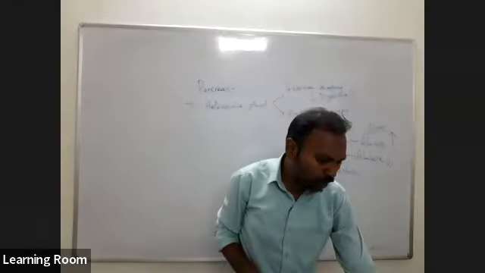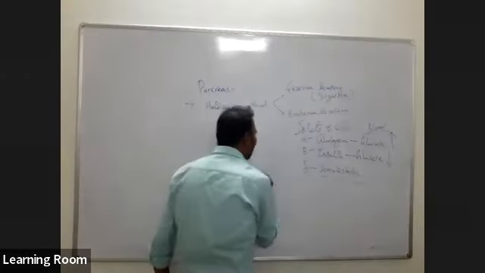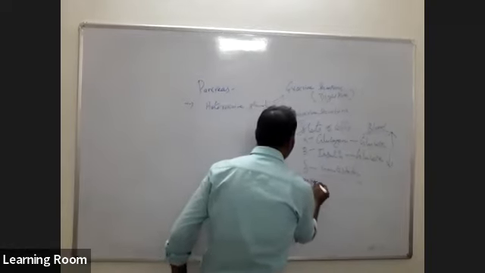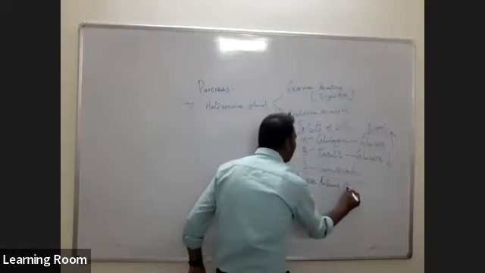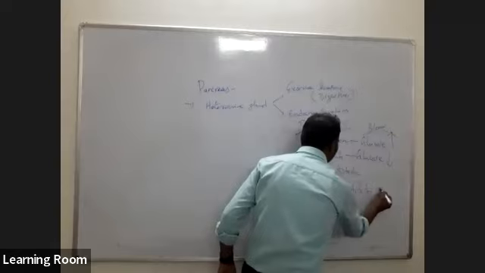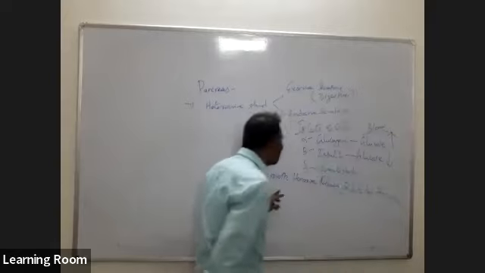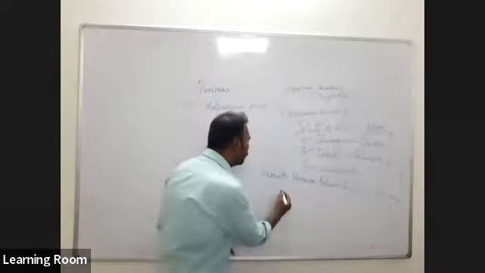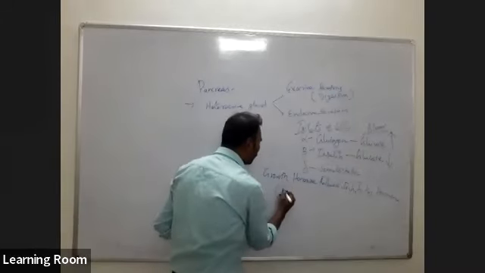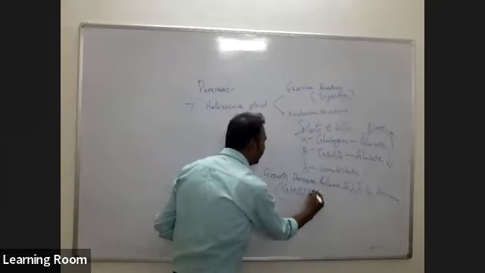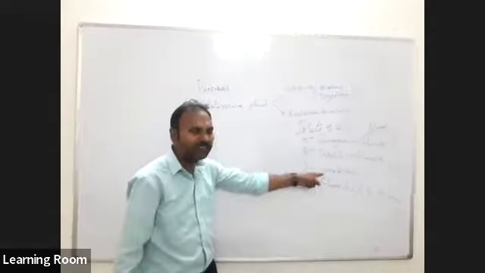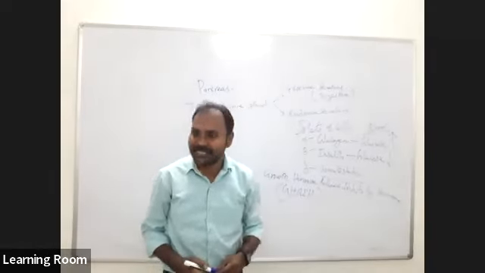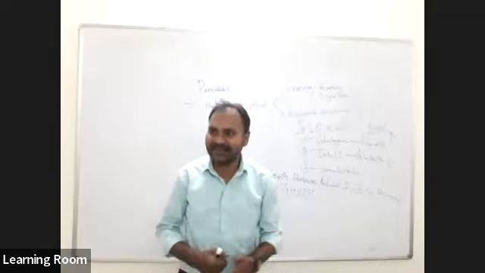Hence, it is called growth hormone release inhibiting hormone. Somatostatin is also called growth hormone release inhibiting hormone. Somatostatin, another name, is secreted by what cell? The delta cell of the pancreas. Is it clear? So this is the pancreas and its secretions.